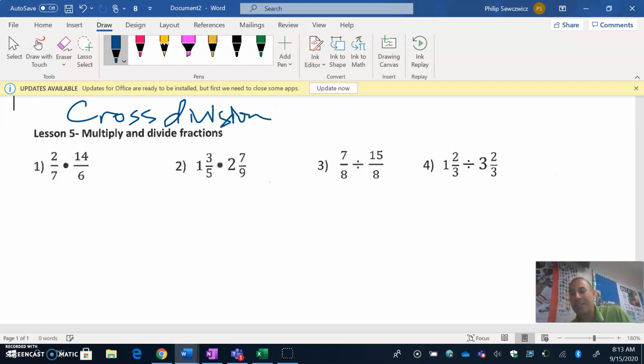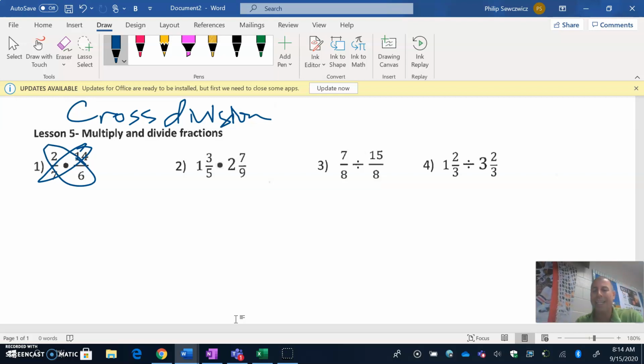Remember, when we look at cross division, we're looking on a diagonal. So someone upstairs and someone downstairs, and we're dividing. In other words, we're simplifying. Sometimes cross dividing is also known as cross simplifying, and division and simplifying are kind of synonyms there. So we saw that in question number 1. Hey, we can divide them both by 7, so we did. We can divide them both by 2, so we did. And then we multiplied across.